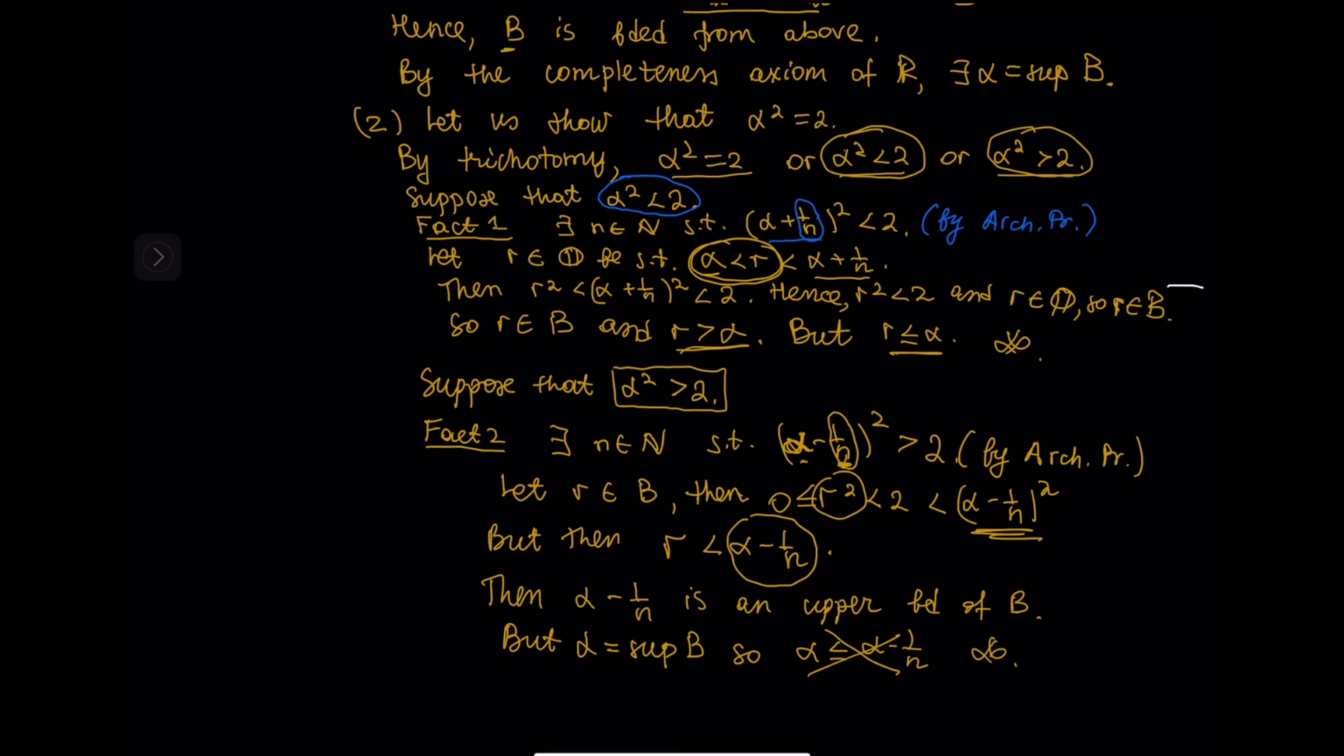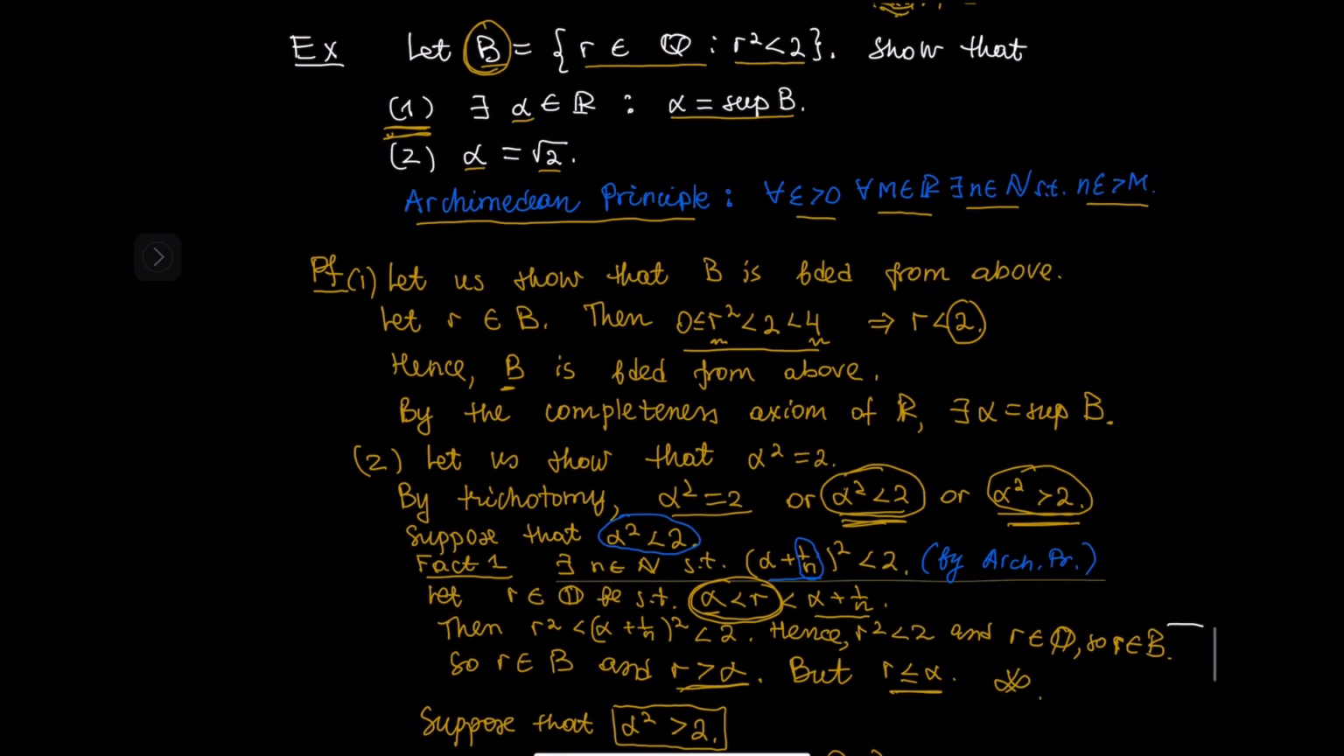So we showed that alpha squared less than 2 is not true. We showed that alpha squared greater than 2 is not true. So therefore, alpha squared is equal to 2, and that's what we wanted to show. QED. So going back to our example, we showed that the square root of 2 is a real number.